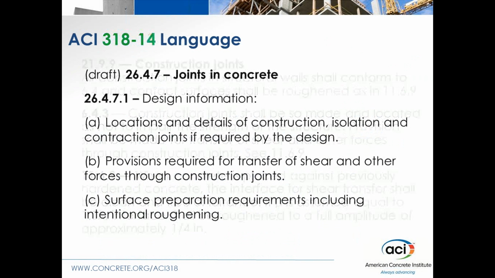In the 14 code, and we were just finishing up on Chapter 26, and I'll tell you where we're at in the whole process, but joints and concrete, now in Chapter 26, we very clearly say the design information that you need to convey to the contractor on the construction documents: locations and details of construction, isolation, and contraction joints. You need to relay what provisions for transfer of shear you need through this construction joint. What surface preparation requirements do you expect as a designer to include in the joint? Is it intentional roughing? Is it something else? So it's very clear what information you need to convey to the contractor and the inspector in terms of the contract or the construction documents.